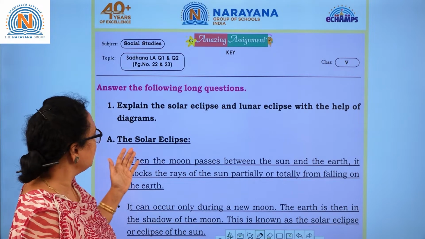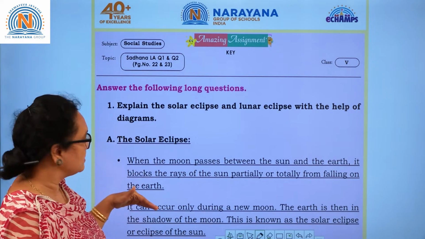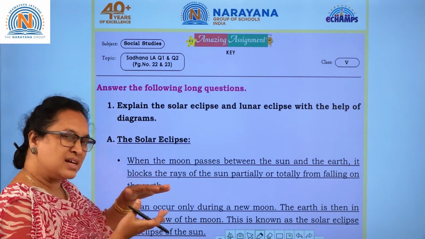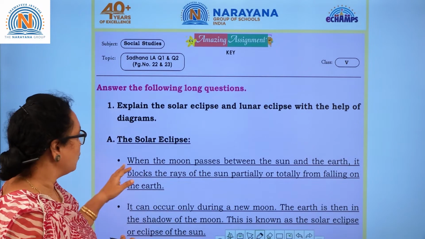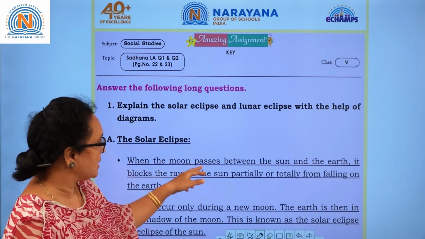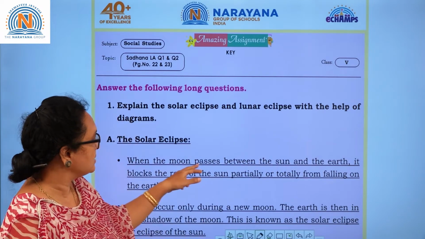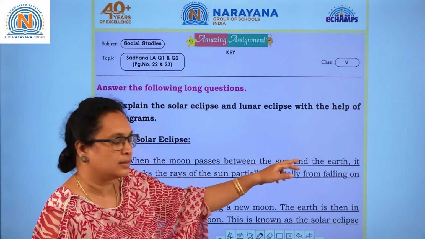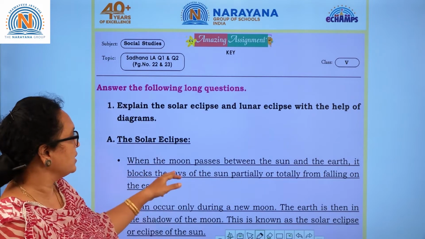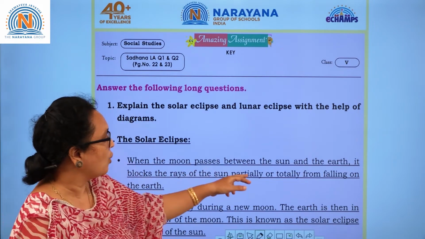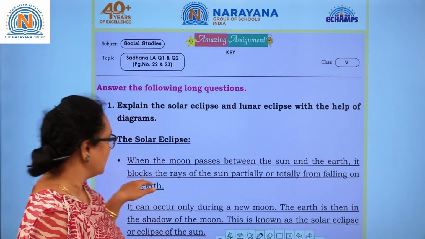So what is the answer here? Solar eclipse. You need to write the answer. This is a long question. So long means little lengthier answers. So what is the answer? When the moon passes between the sun and the earth, it blocks the rays of the sun partially or totally from falling on the earth.